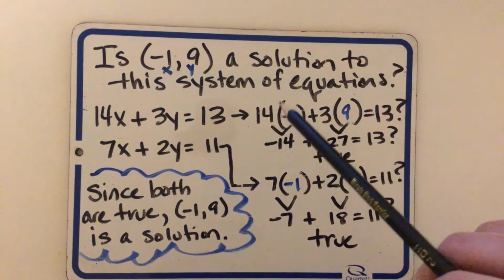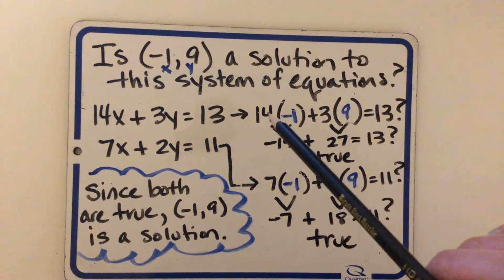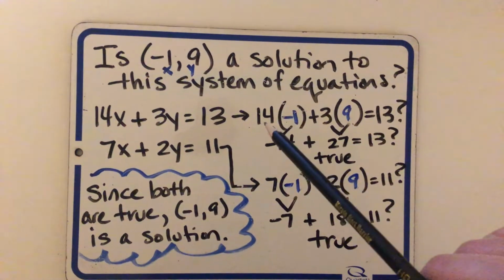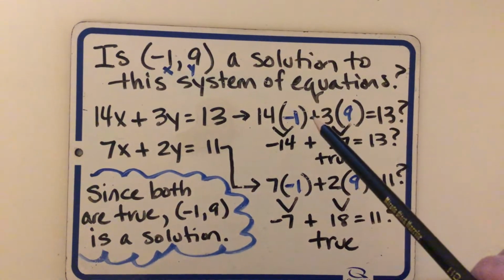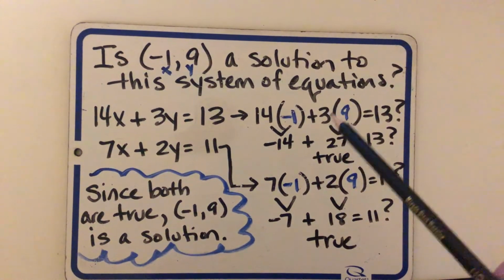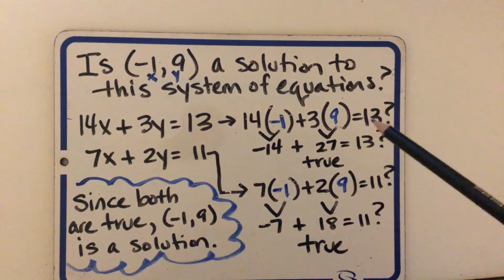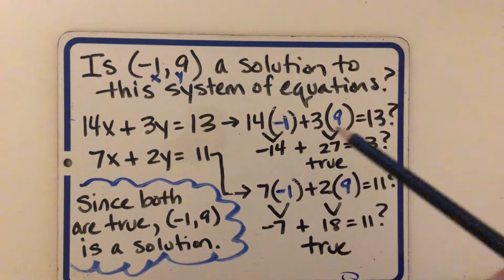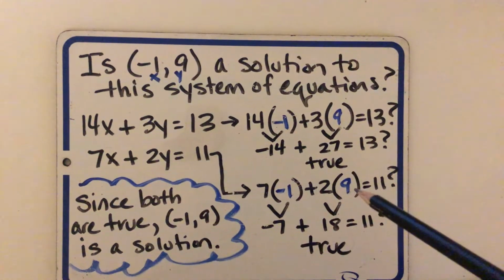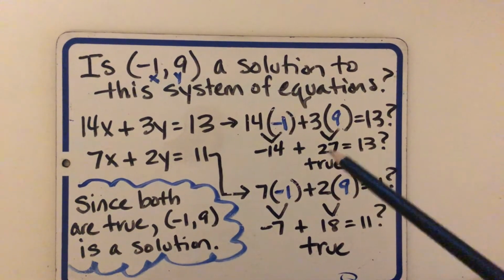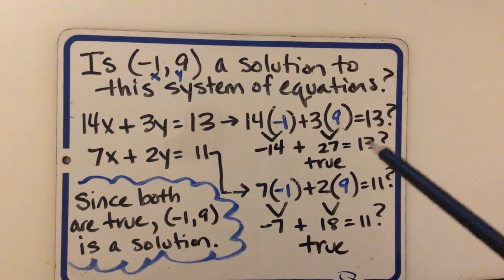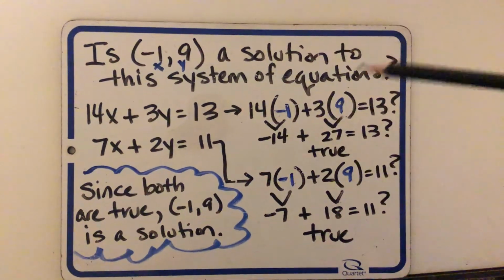So I'm saying 14 times negative 1 instead of 14 times x. So that gives me negative 14. Bring down the plus sign. 3 times 9 is 27. And then I rewrite the equals 13. Does negative 14 plus 27 equal 13? Well, it's the same as saying 27 minus 14, which is 13. So I know that's true.